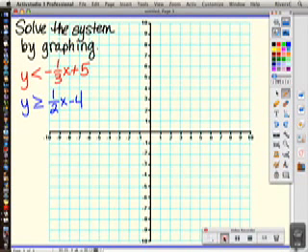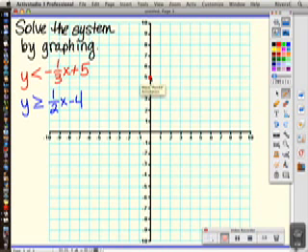Y is less than negative 1/3 x plus 5. How am I going to graph that? You go to positive 5 on the y-axis. What does positive 5 on the y-axis represent? Your y-intercept. So I'm going to go to positive 5.